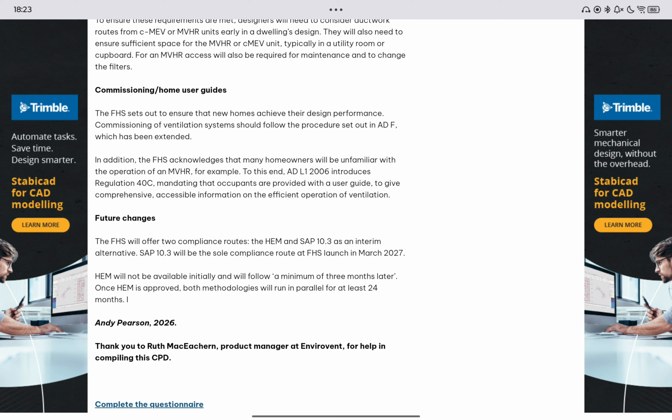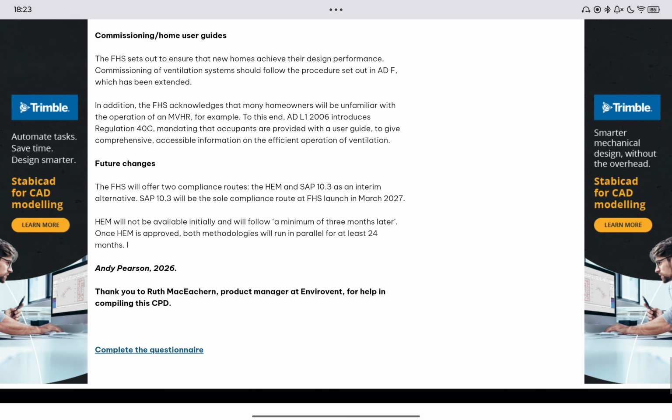Future changes. The Future Homes Standard will offer two compliance routes, the HEM and SAP 10.3 as an interim alternative. SAP 10.3 will be the sole compliance route at FHS launch in March 2027. HEM will not be available initially and will follow a minimum of 3 months later. Once HEM is approved, both methodologies will run in parallel for at least 24 months.